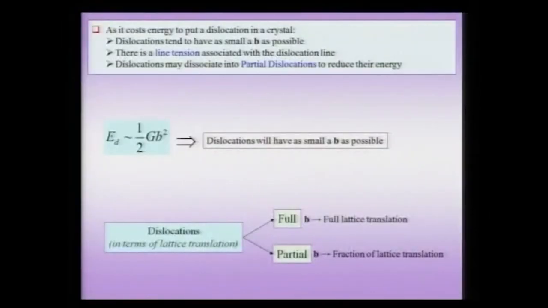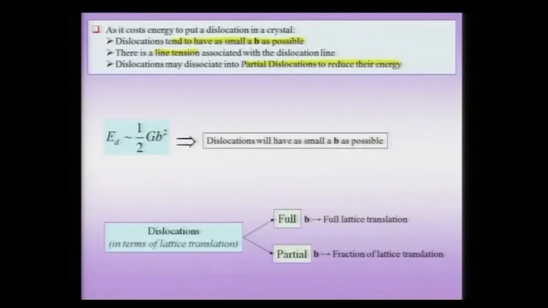So, this is a very important point regarding the energy of a dislocation. From this formula, it is clear that if I have a dislocation, it will tend to have as small a b as possible. Second, since it costs energy to put in a dislocation line, the dislocation line is associated with a line tension, which is nothing but another way of viewing the dislocation energy. And we will also see that because of this high energy, a dislocation may actually split into partials to reduce its energy.